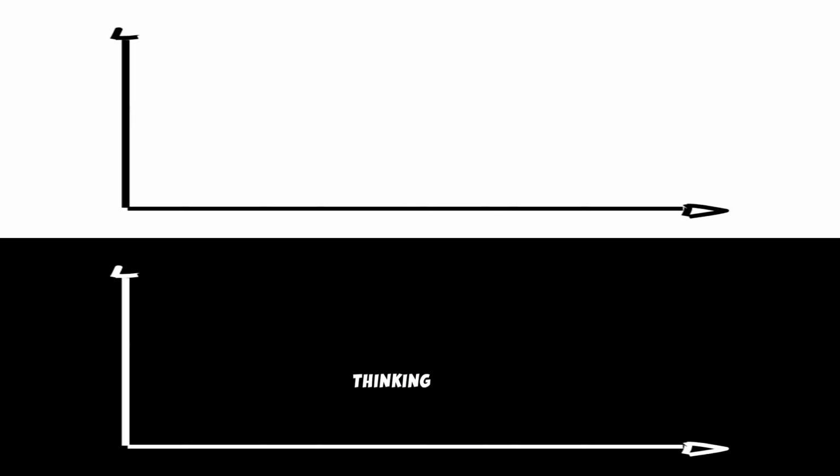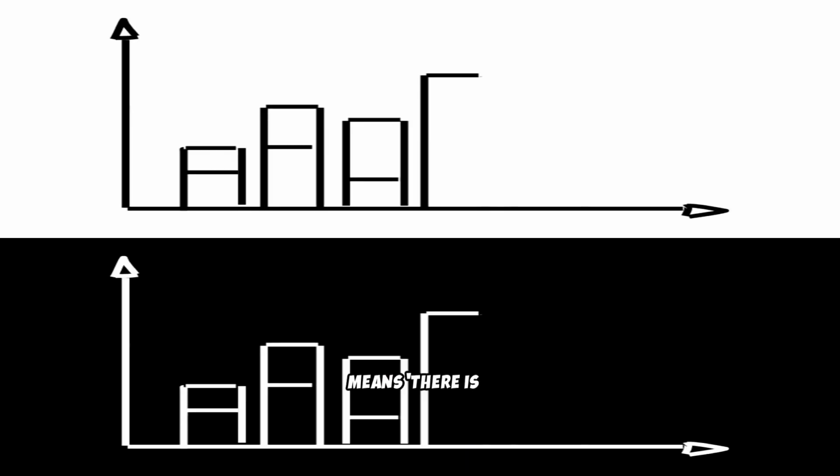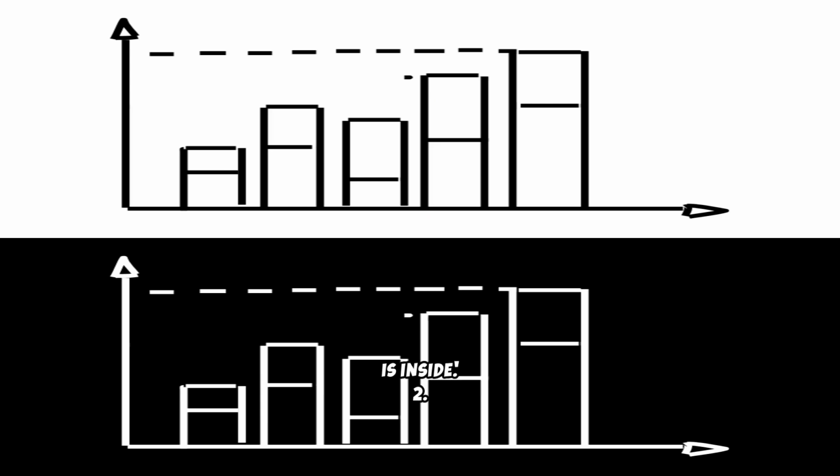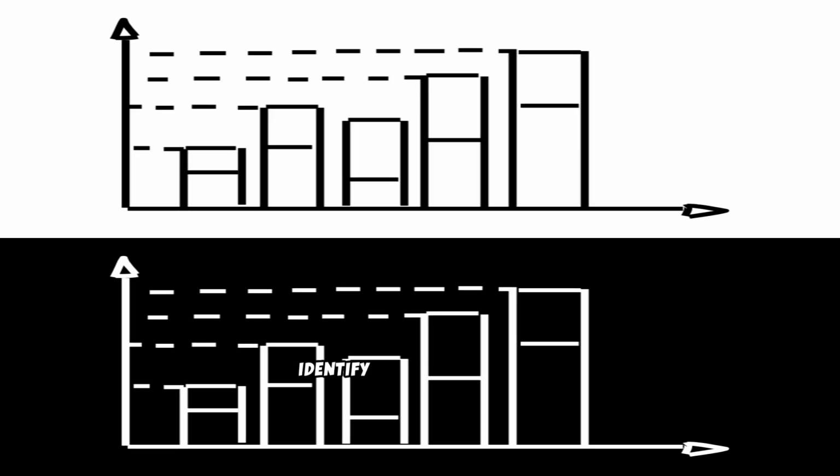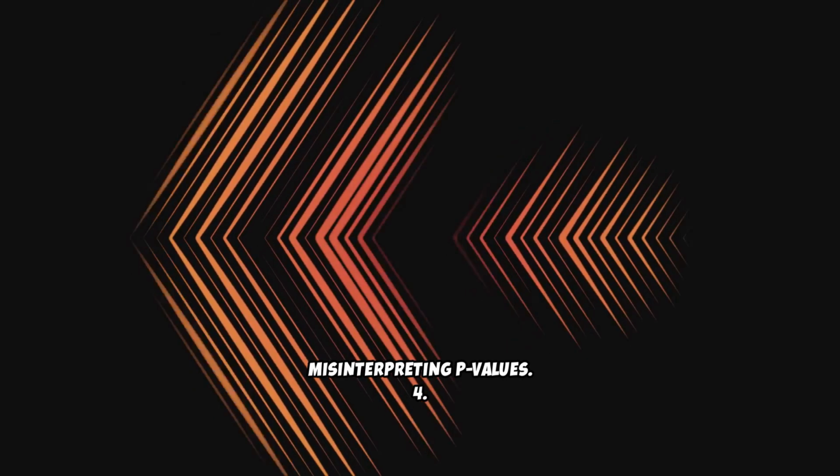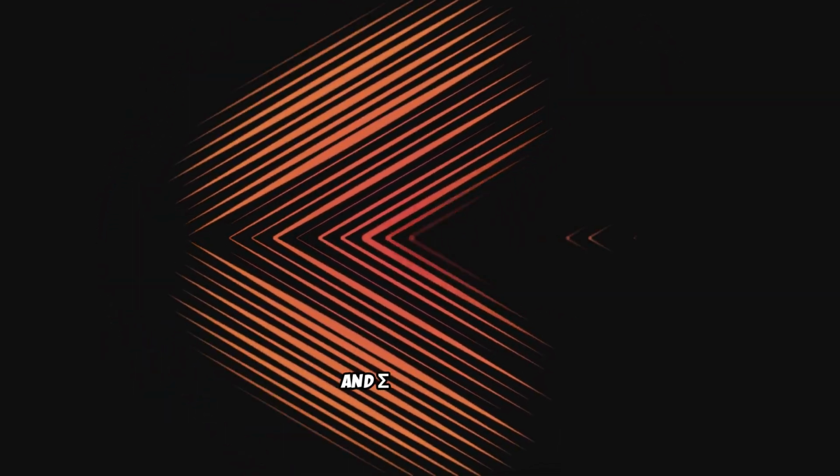Here are mistakes I see all the time. 1. Thinking a 95% CI means there is a 95% chance the mean is inside. 2. Forgetting to identify H0 and H1 correctly. 3. Misinterpreting p-values. 4. Saying accept H0 instead of fail to reject H0. 5. Using Z when the sample size is small and S is unknown.